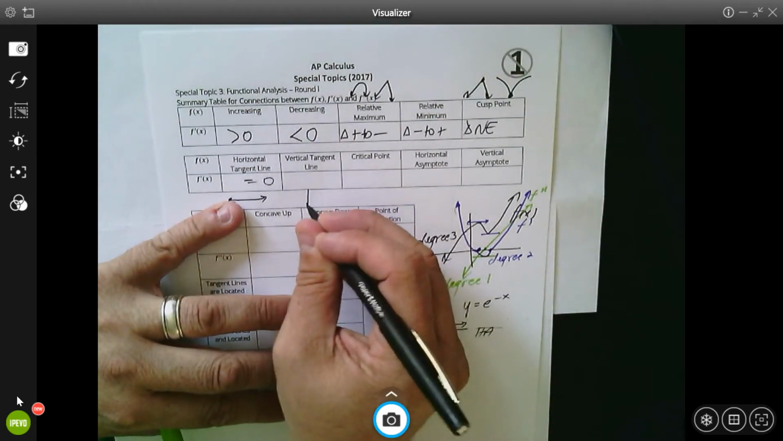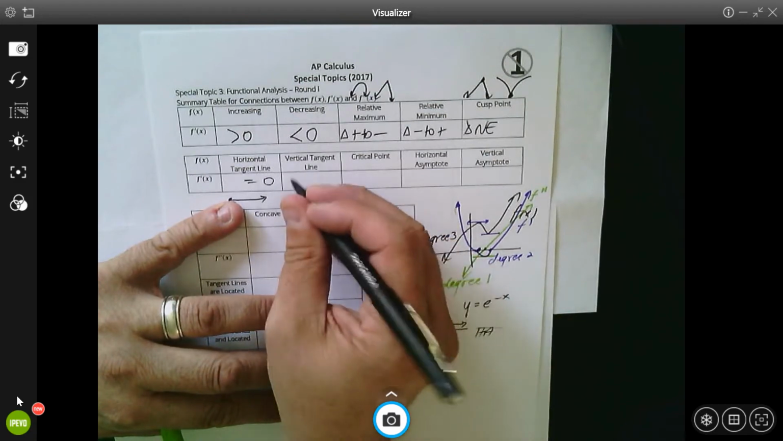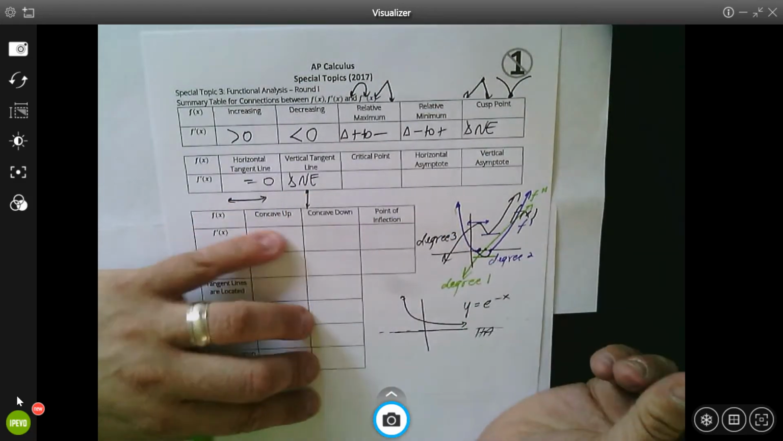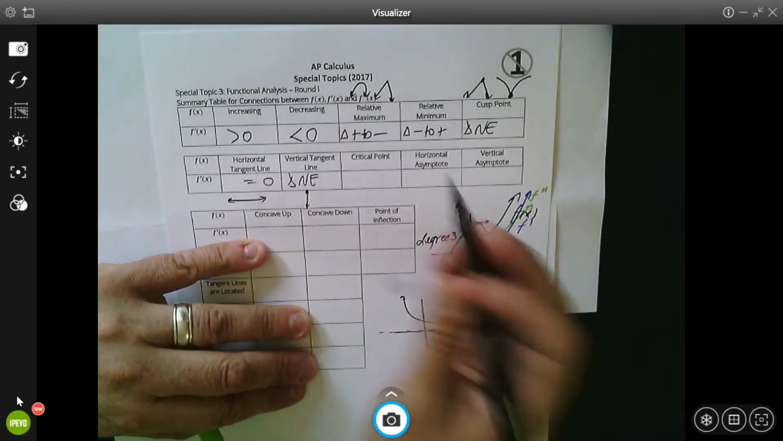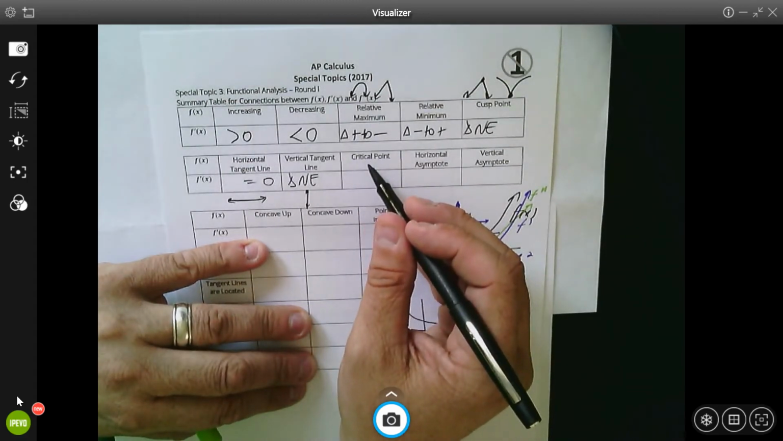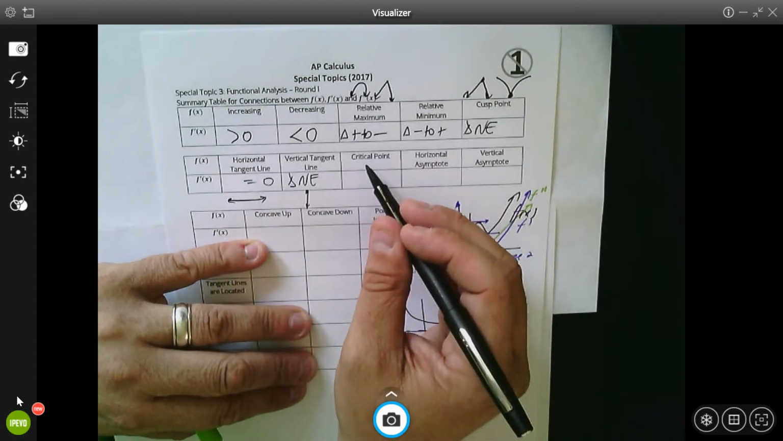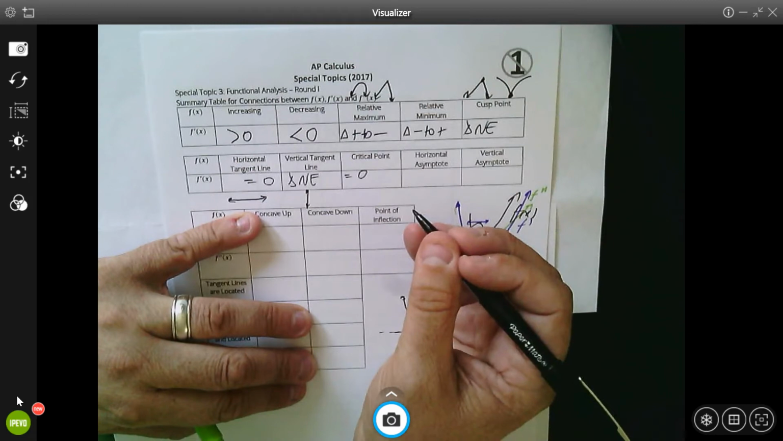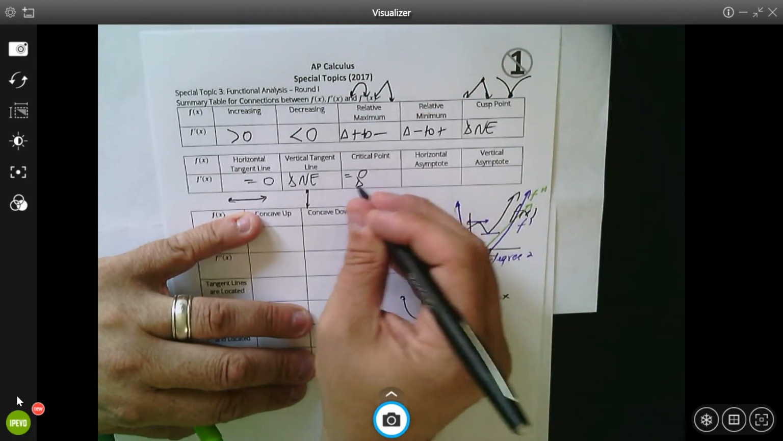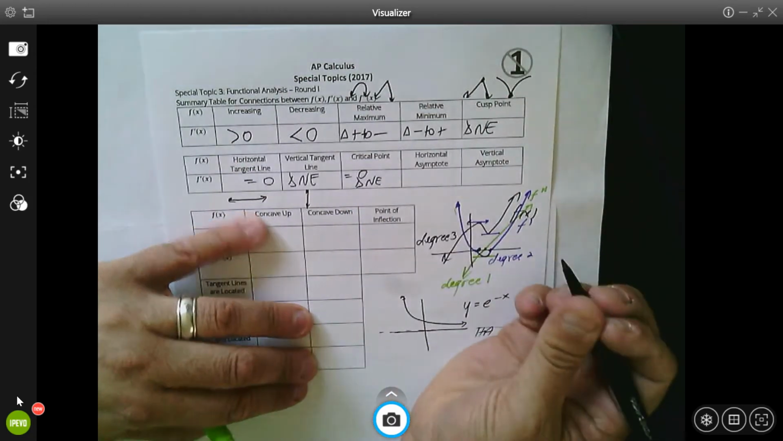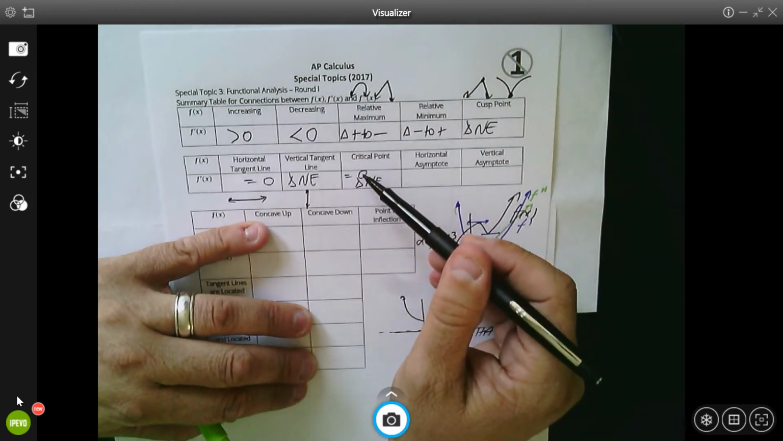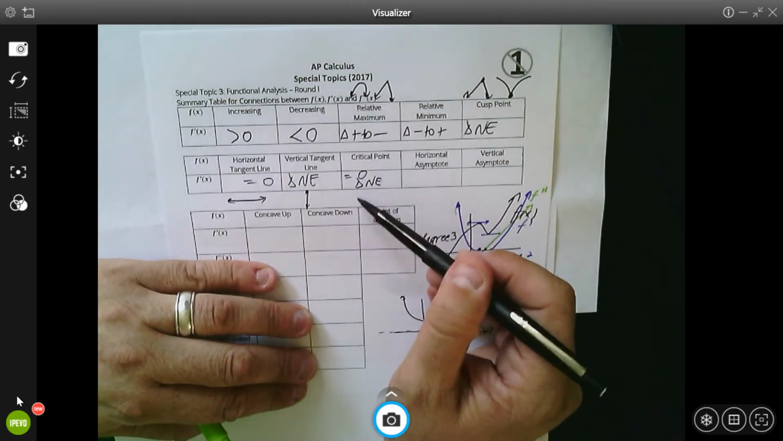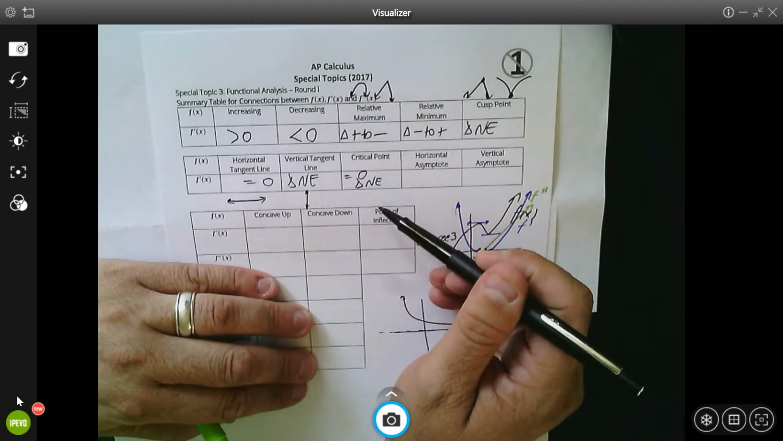If your tangent line is vertical, then the derivative does not exist. If your graph has a critical point, and this one's important, there's two different kinds of critical points. There are critical points where the derivative is equal to 0, and there's critical points where the derivative does not exist. A critical point is just a general term for either of these behaviors happening.